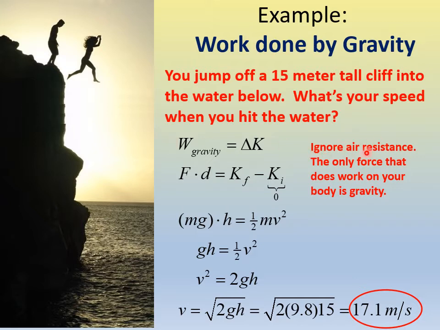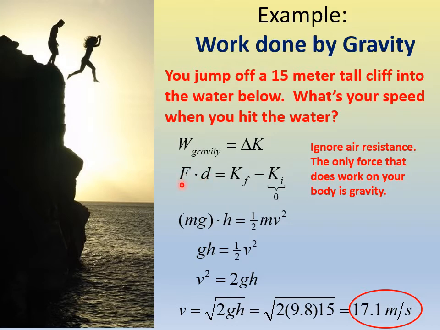Also, we're going to ignore air resistance here. The only force that does work on your body is gravity. So if you think of the free body diagram of the person jumping, there's just a weight force down and that's it. So the only force that's doing work is gravity. So we're going to calculate the work done by gravity, and that should be equal to the change in kinetic energy of the person. So the work done by gravity, as always, is force times distance.